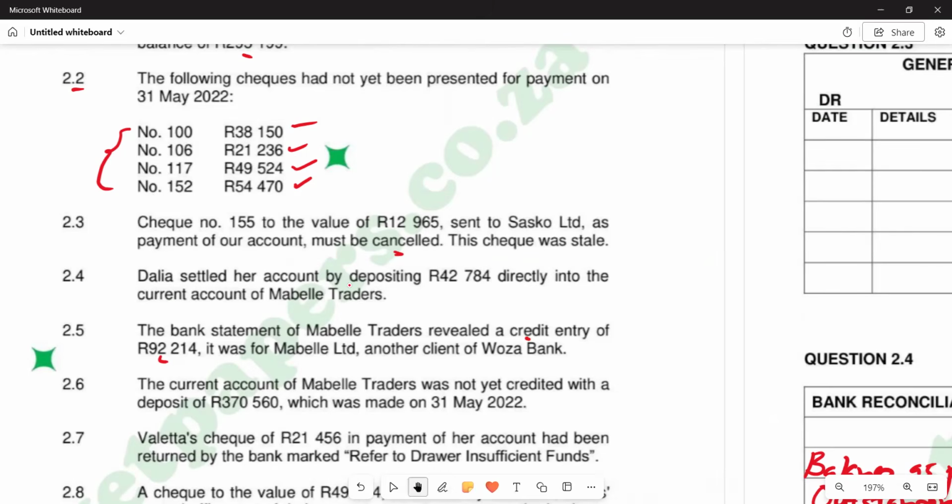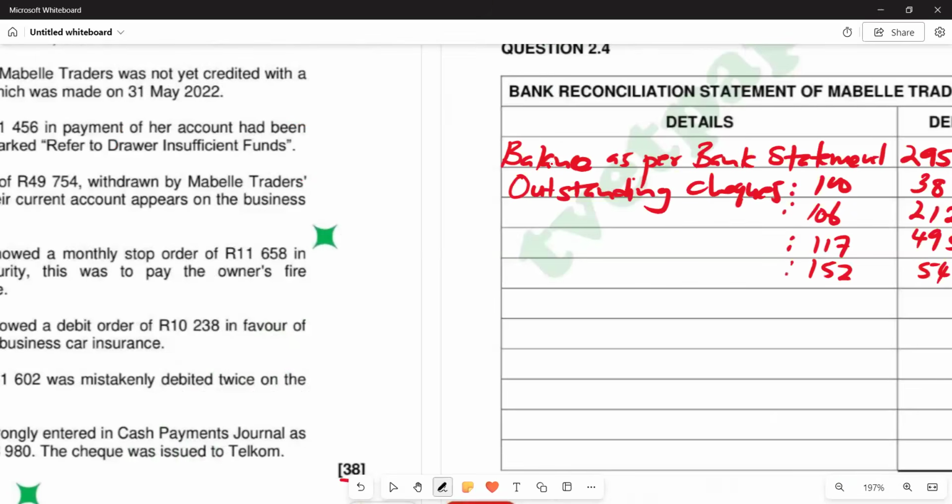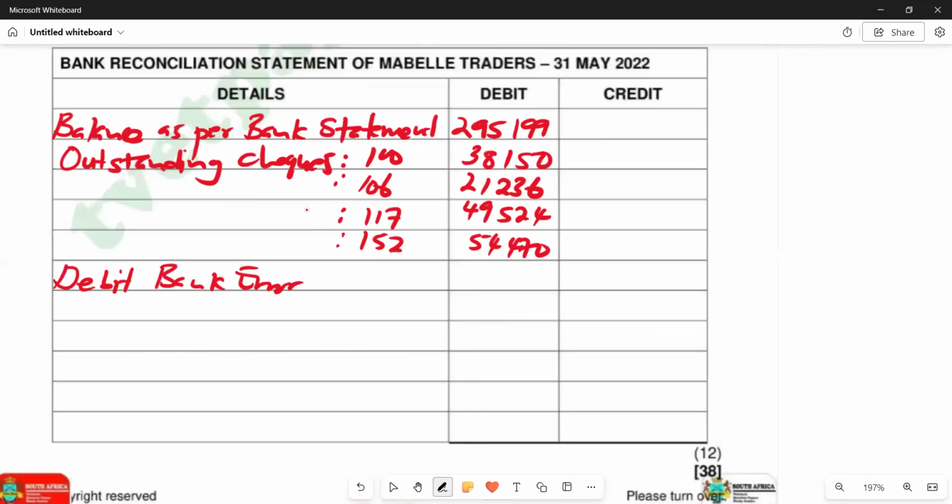So this is just a bank error. So we are just going to say debit bank error. So 92,214. So we go there. We are saying debit bank error, and this bank error is 92,214. So this is what we have.